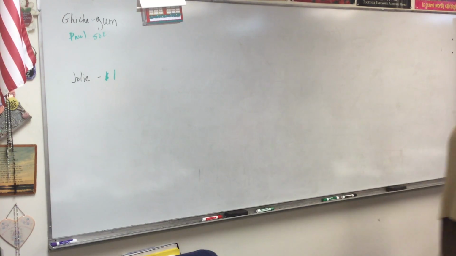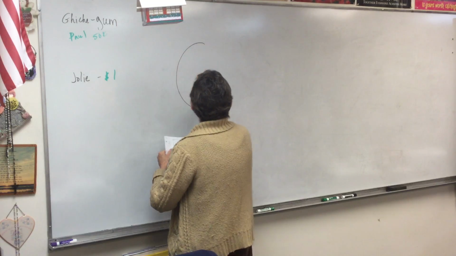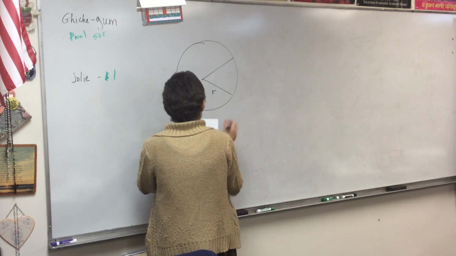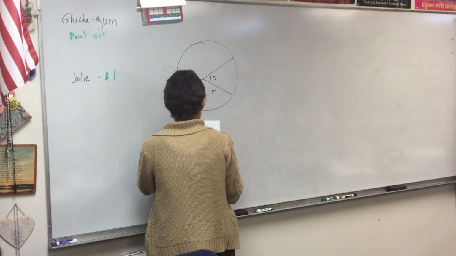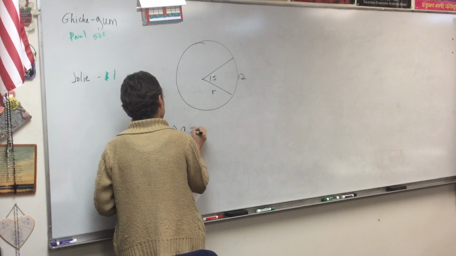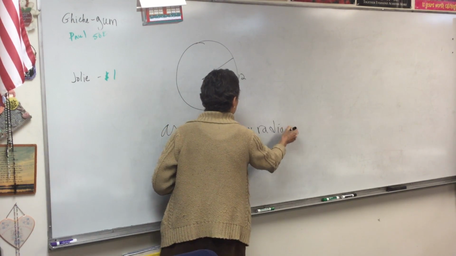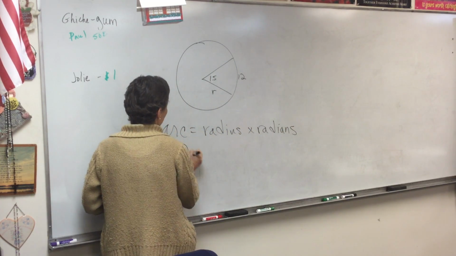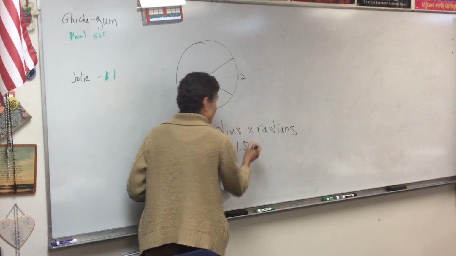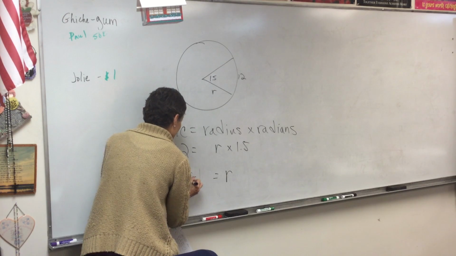It says, find the radius. The central angle is 1.5 radians and the arc length is 12. Formula: arc length equals radius times radians. So 12 equals R times 1.5. So R equals 12 divided by 1.5.